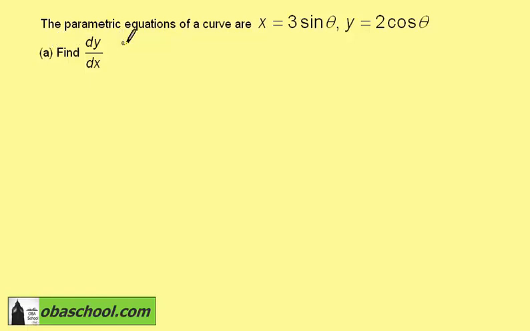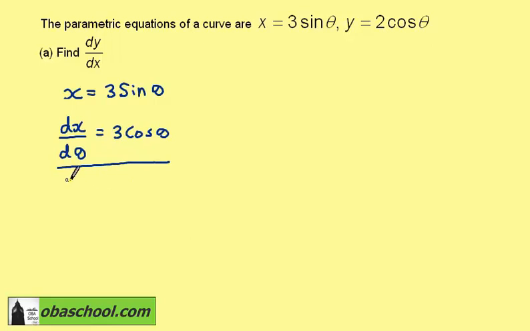The parametric equations of a curve are x equals 3 sine theta and y equals 2 cos theta. We want to find dy/dx. We start by taking x equal to 3 sine theta and differentiate with respect to theta. dx/d theta is 3 cos theta.